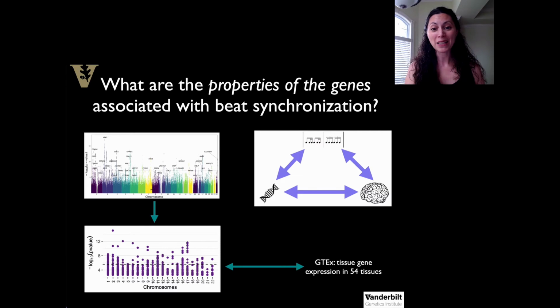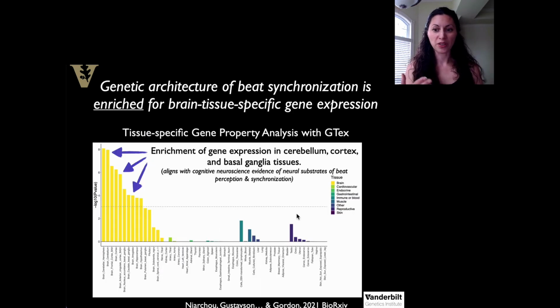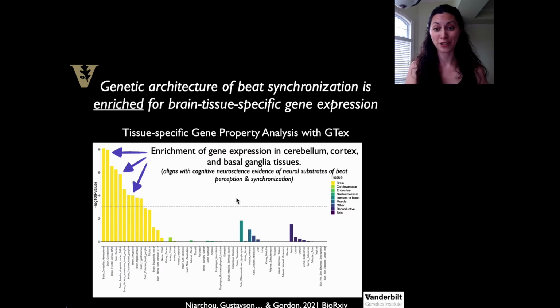And that's one of the many ways that we can triangulate between DNA, gene expression, the brain, and rhythm. The results of this analysis show that the genetic architecture of beat synchronization is highly enriched not only for gene expression in brain tissue overall, as expected, but in particular for gene expression in cerebellum, basal ganglia, and cortex. So these results really align nicely with cognitive neuroscience evidence of the neural substrates of beat synchronization and perception.